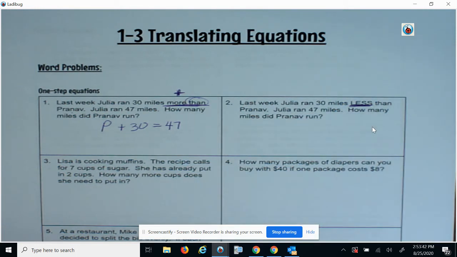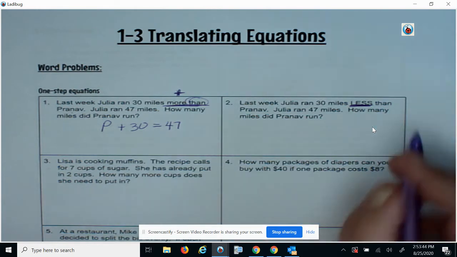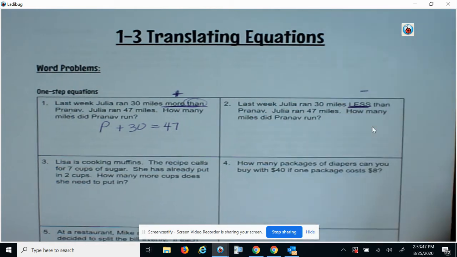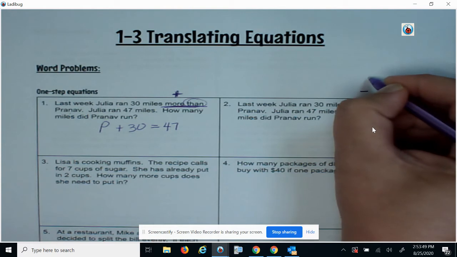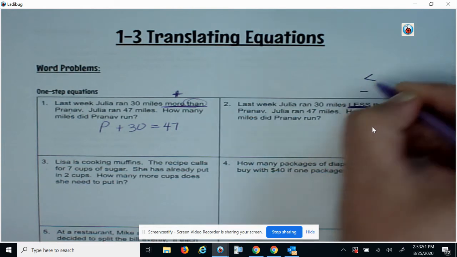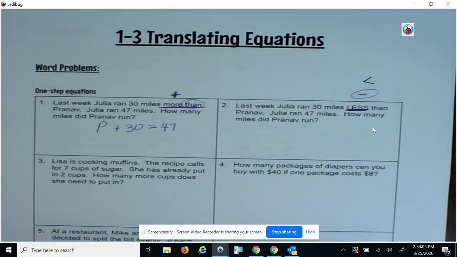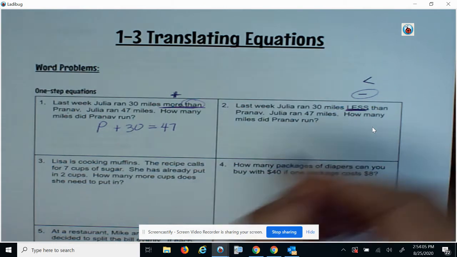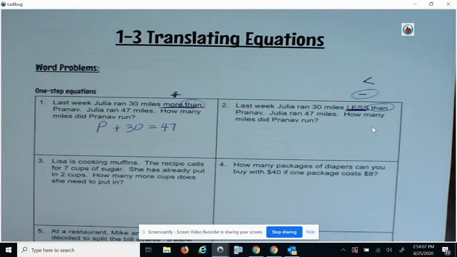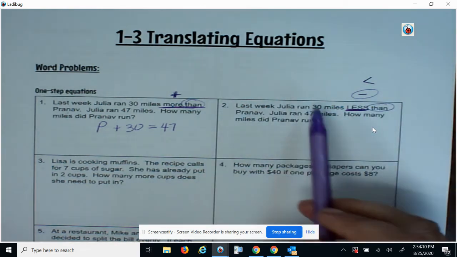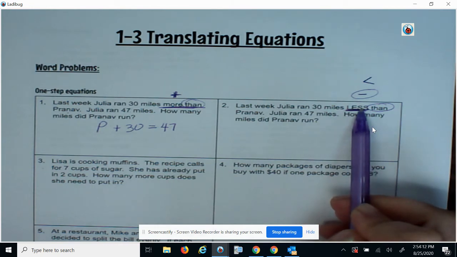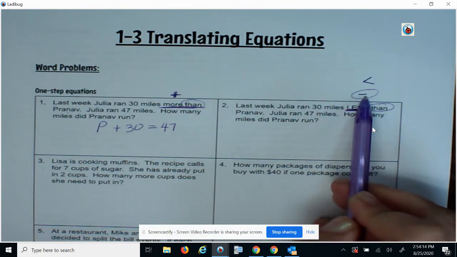Well, less than means a couple things in math, right? Less than could mean less, like subtract. Could mean less than, we have this symbol. Everybody remember that? Less than. So in this context, we're going to say, well, subtraction makes more sense, right? And we still have this word than, which is going to flip, right? So 30 miles less than does not mean 30 minus, it means minus 30.